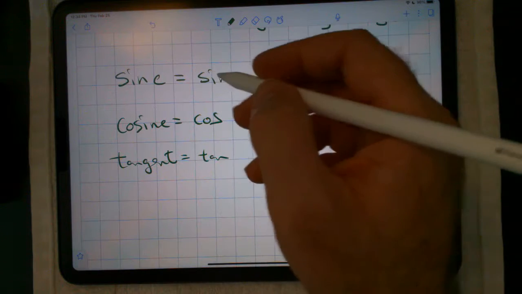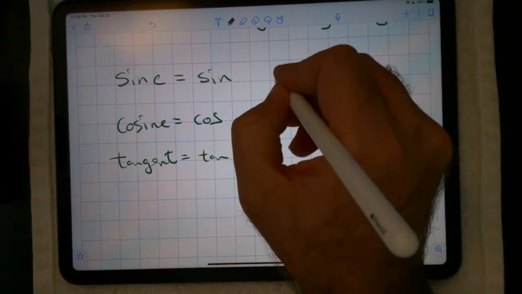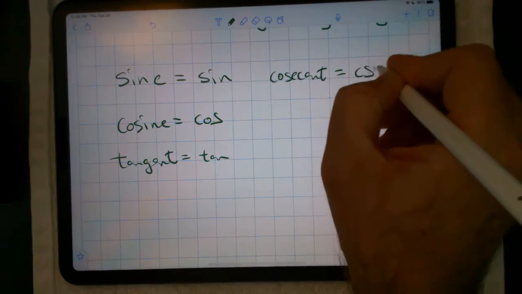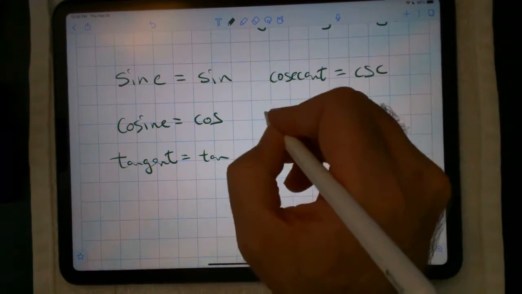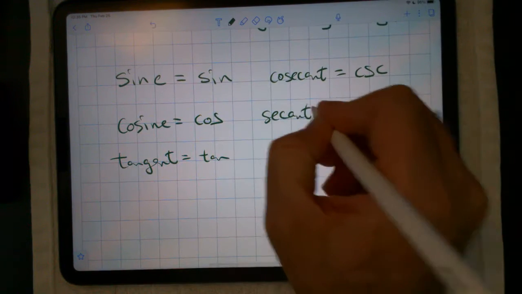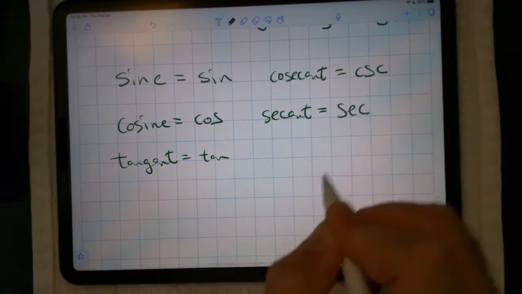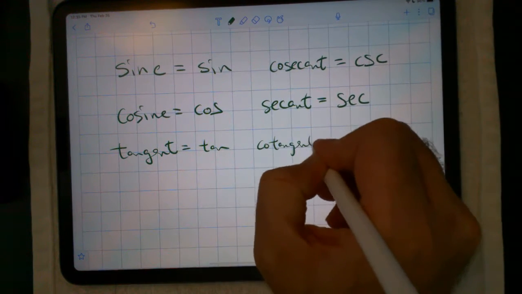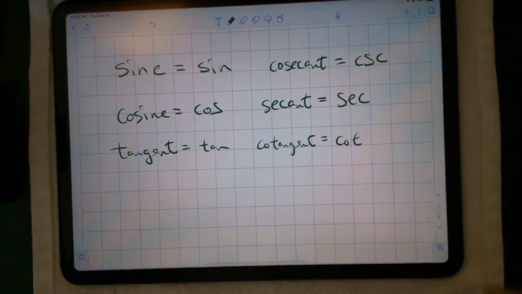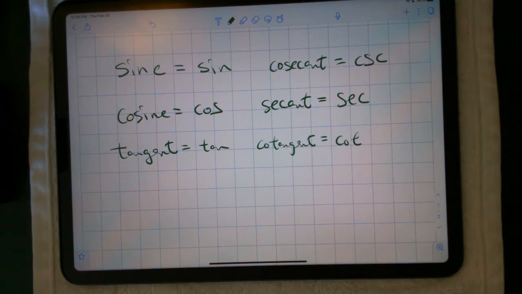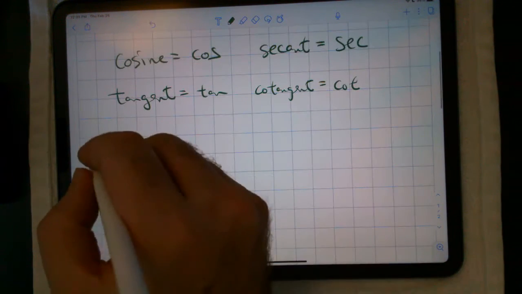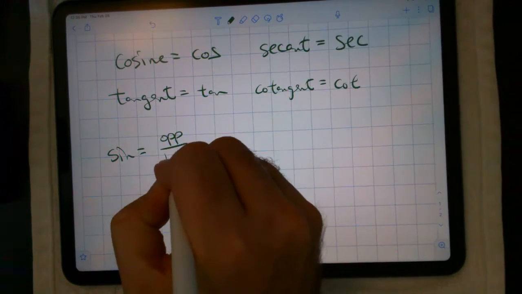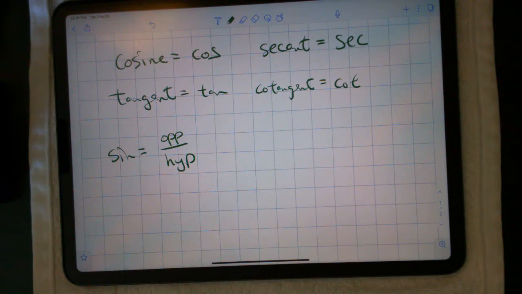So the inverse of sine, or 1 over sine, is going to be cosecant, and this is CSC. And then the inverse of cosine is going to be secant, and this is SEC. And then the inverse of tangent is cotangent, and this is written as COT. Now, what is sine?